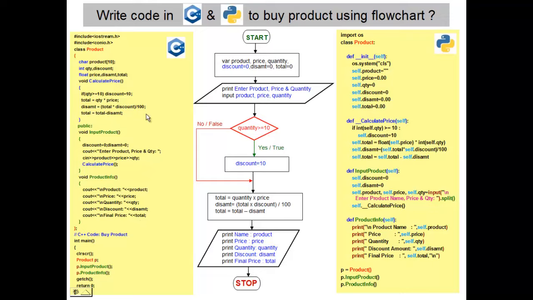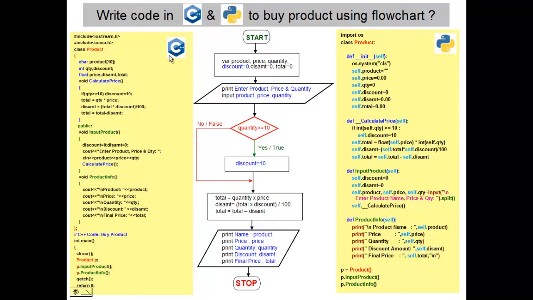Now this class is the product class. Next create the main function to call the product class object. So this is the clear screen here, clrscr. Now product object p is created. Now next p dot input product, so input value, and p dot product info, so display the product value. Now wait for output with getch and return 0. So this is the complete code of C++.